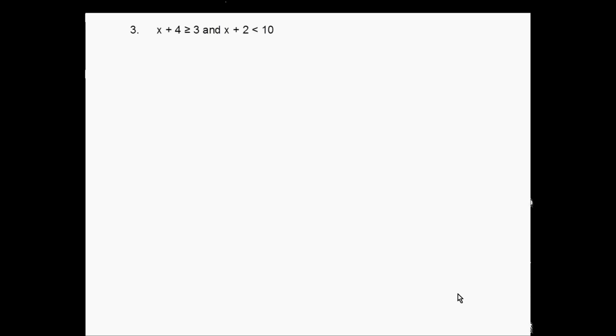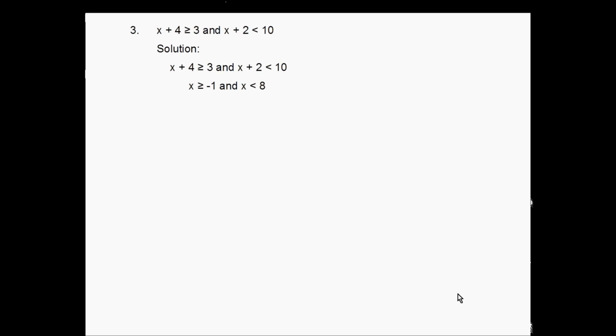Number 3. This time they're pointing toward each other. And so x plus 4 is greater than or equal to 3, and x plus 2 is less than 10. Okay, solve each one and graph it, and look for where they overlap. So for the one on the left, subtract 4. For the one on the right, subtract 2. I'll have x is greater than or equal to negative 1, and x is less than 8.